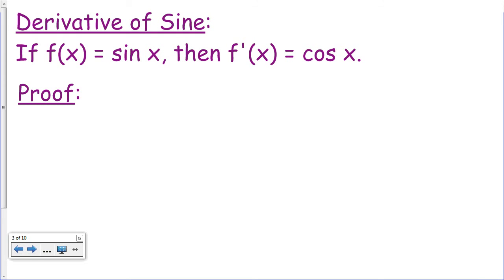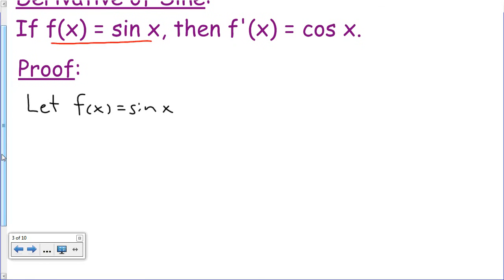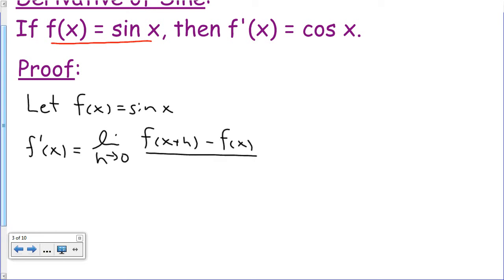All right, so as we've seen with a lot of these theorems or properties that we're working with, one thing that we do when we do a direct proof is we start out by stating the condition or the hypothesis of that theorem. So we're going to say let f of x equal the sine of x. All right, and the conclusion of this is to prove what f prime is equal to. So let's just start out with the definition of what f prime of x is equal to. It's the limit as h goes to 0 of f of x plus h minus f of x all over h.